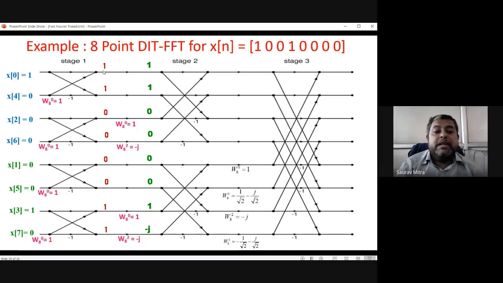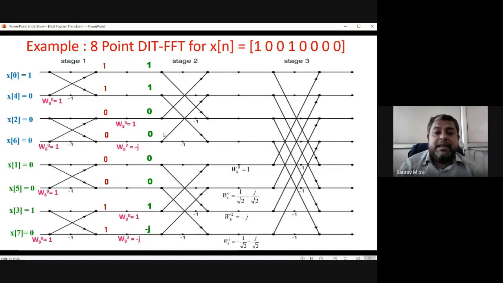So these brown lines are the output of stage 1, and these green things are the input of stage 2, and between them there are the twiddle factors that you have to consider. In the twiddle factors, this minus j and this minus j are the main things changing the output of stage 1 considerably. So we have found that this 1 is getting multiplied with minus j, so this becomes minus j.